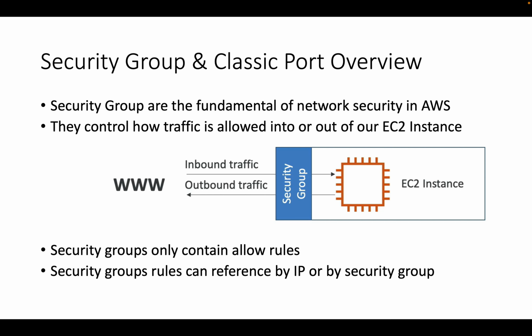For example, if you want your PC to access the EC2 instance in AWS Cloud, then you can allow the SSH rule, an inbound rule. You need to allow port 22 in the security group of your EC2 instance. Okay. Security group rules can also reference by IP or by security group.